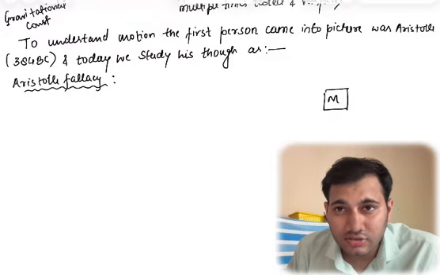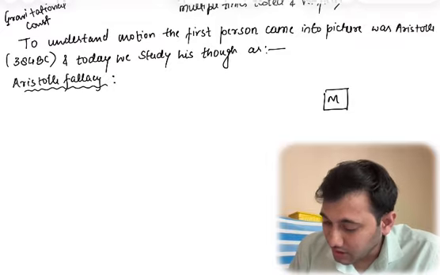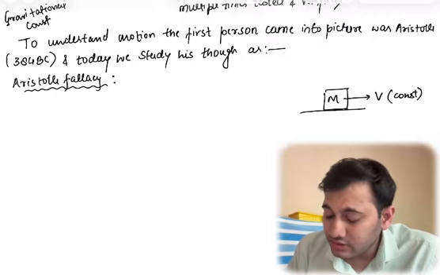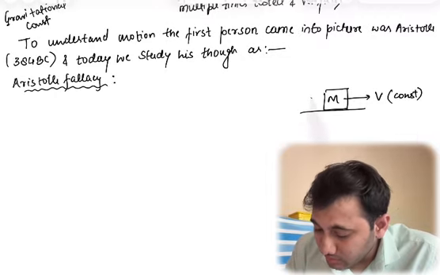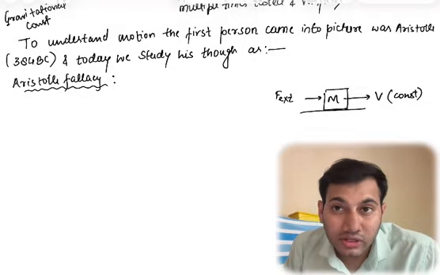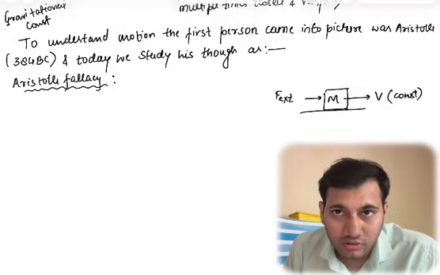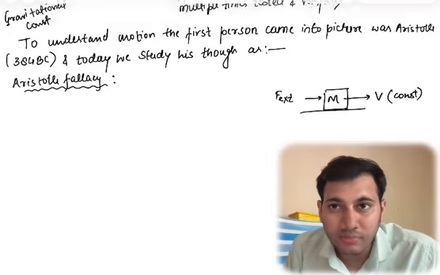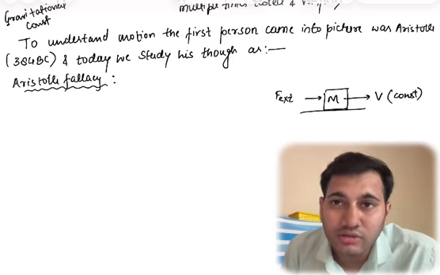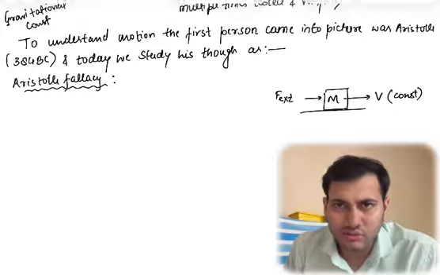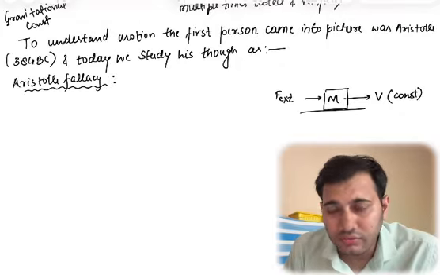Now let's understand what exactly this Aristotle's fallacy is. According to Aristotle, if there is any object of mass m moving with a constant velocity v, then this constant velocity must be driven by some external force. Or what Aristotle exactly meant was, if any object is moving with a constant velocity v, then the motion of that object must be driven by some external force. Some external force must be applied to that object. Then only can an object move with some constant velocity or with some velocity, right? This was the thought of Aristotle.